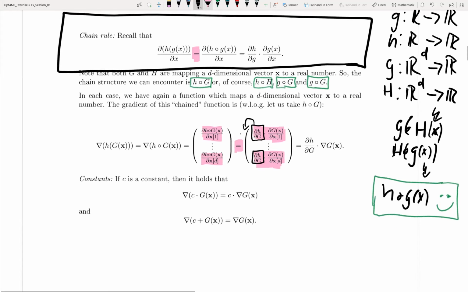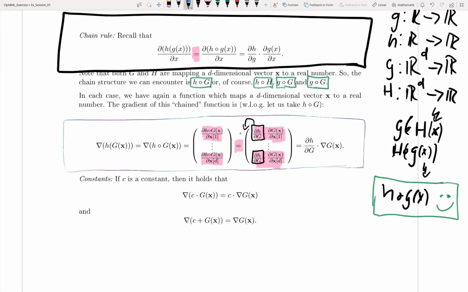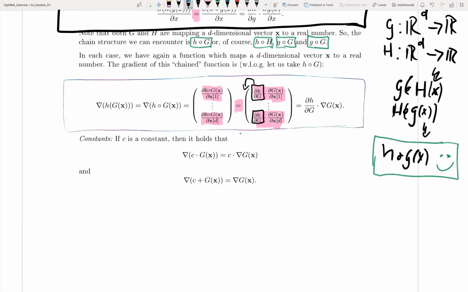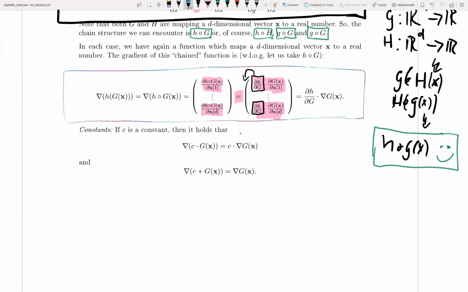Again, very similar to what we had in the univariate case for the multivariate case. All right, then, last but not least, worth mentioning that this is also true for multivariate derivatives.